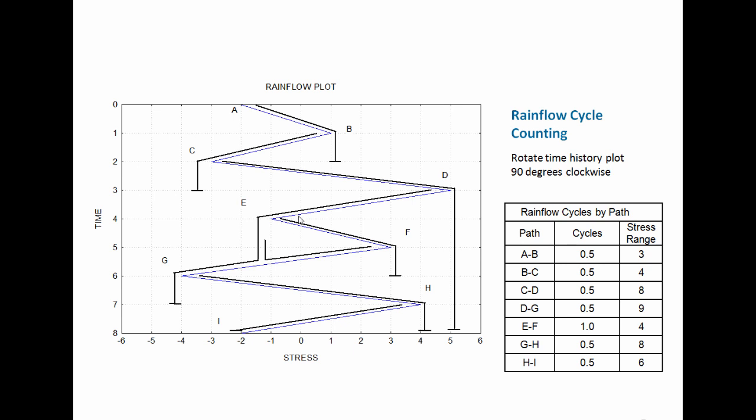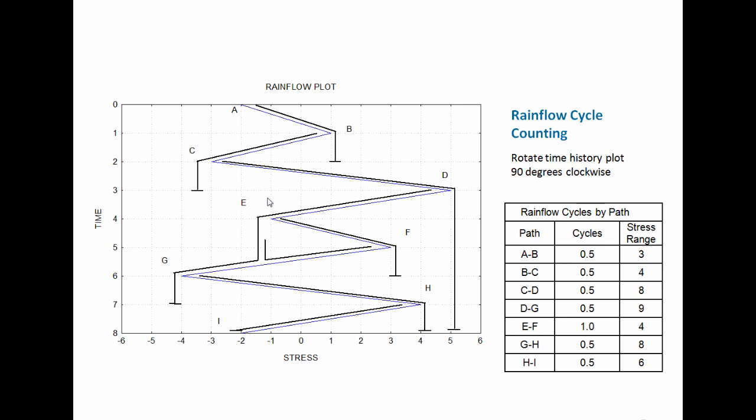Now the E to F cycle is interesting, and it's going to be the only path that we're going to count as a full cycle, and here's why. So E to F is starting here, continuing down, drips off the edge of the roof, and then it encounters this previously established rainflow cycle. So in that sense, you'd think that E to F is just going to be a half cycle.